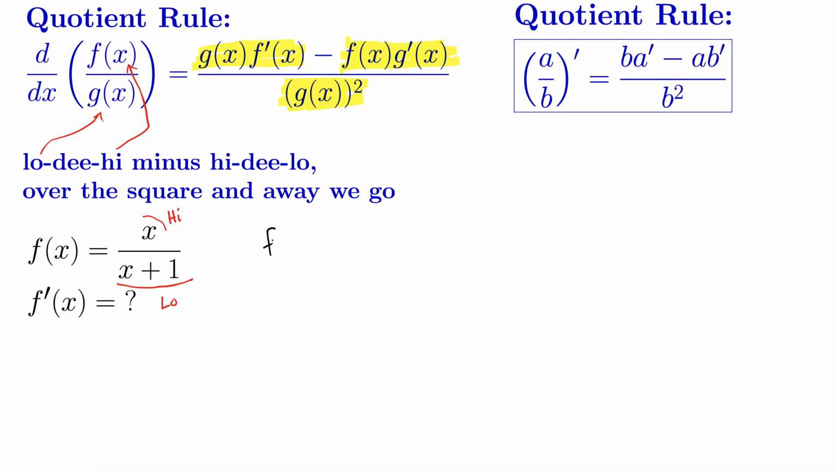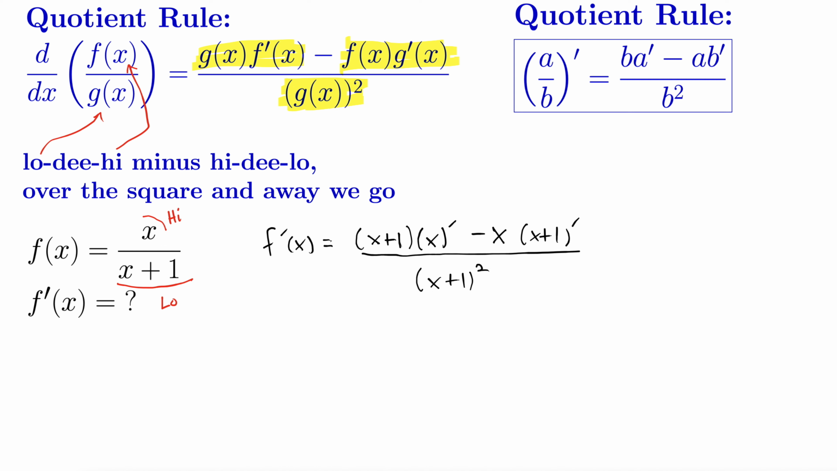So we'll say f prime of x is, okay, we'll use the jingle here. Lo-dee-hi, which means I just write the low, x plus 1, times d-hi. Well, the derivative of x is just 1. Let's actually just do it out here. x prime, all right, minus hi, x, d-low, x plus 1 prime, all over the square and away we go. So we're just going to keep that denominator as it is and square it. So that's the setup to the quotient rule.